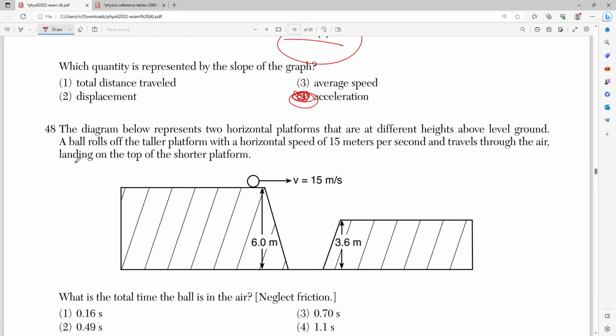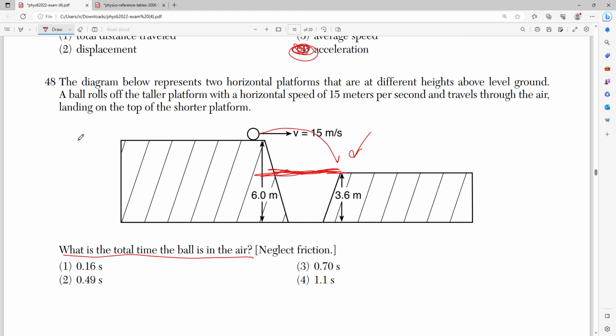Number 48 says the diagram below represents 2 horizontal platforms that are different heights above level ground. A ball rolls off the taller platform with a horizontal speed of 15 meters per second and travels through the air, landing at the top of the shorter platform, right? So this goes like that, boom, and it hits only the top. So it doesn't fall down further, it just hits this top. What is the total time that the ball is in the air? Neglect friction. So let's write everything that they give us.